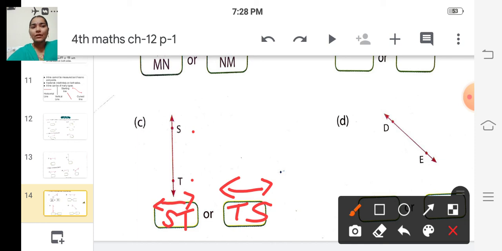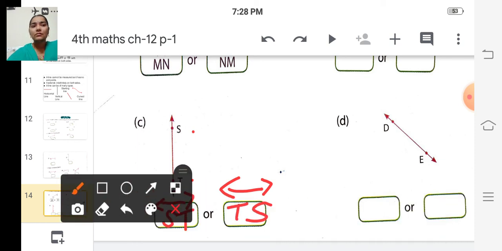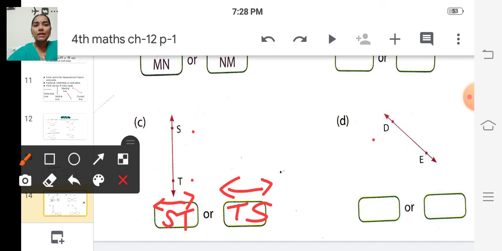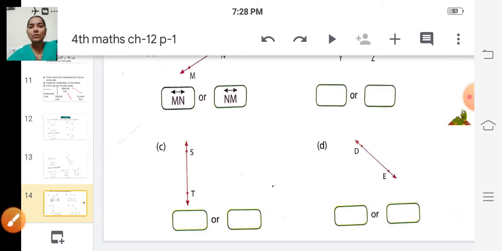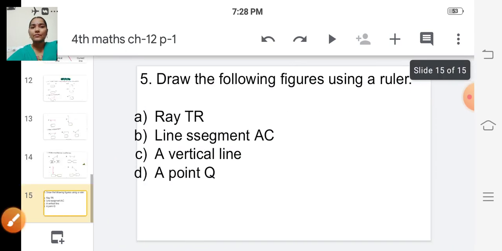And the last one, DE. So we can write it as DE and put arrowheads, or ED, and you have to put arrowheads on both sides. Yes, so you can copy down this in your textbook.